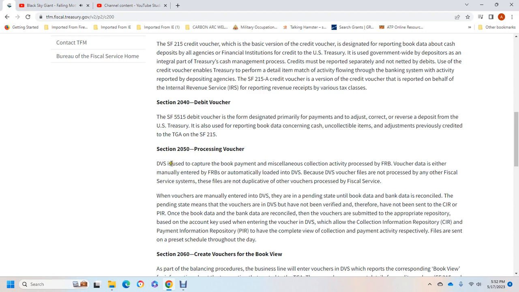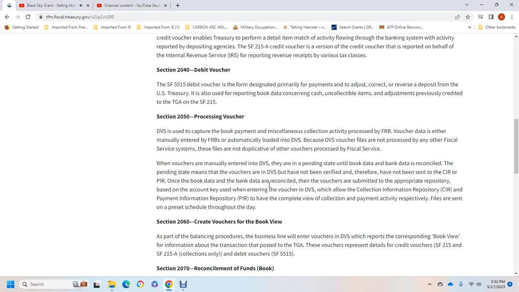Section 2050, Processing Vouchers. Debit Voucher Submission is used to capture book payment and miscellaneous collection activities processed with the Federal Reserve Bank. Voucher data is either manually entered by the Federal Reserve Bank or received automatically through Debit Voucher Submission. The Debit Voucher Submission voucher files are not processed by any other fiscal service system. These files are not duplicated with other vouchers processed by the fiscal service.